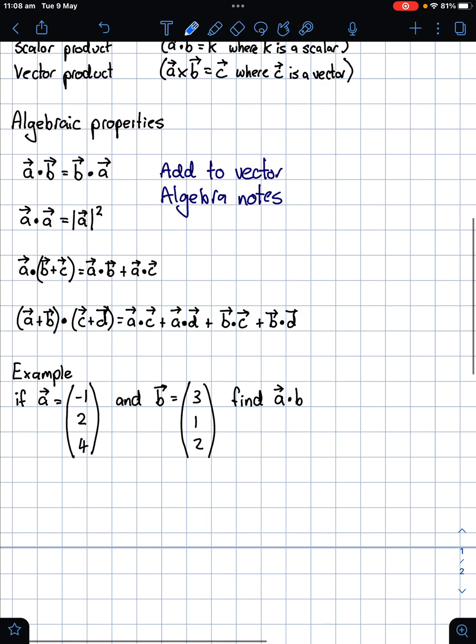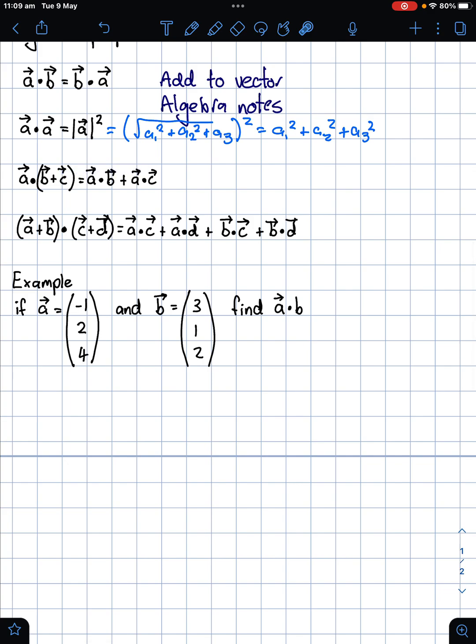Order doesn't matter here. This one comes up all the time, and it is vital. If we have the dot product of the same vector, it is the same as the modulus of that vector squared, or the length squared. This is pretty much saying that the square root of a1 squared plus a2 squared plus a3 squared, all squared, is just going to give us a1 squared plus a2 squared plus a3 squared. So super handy, that one there.